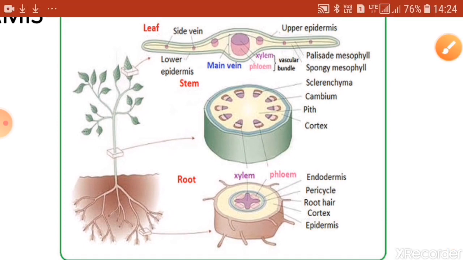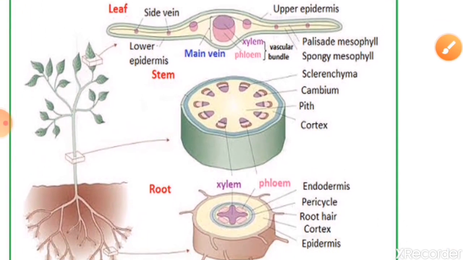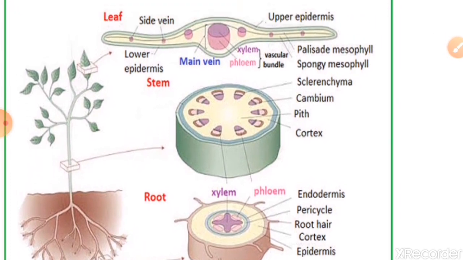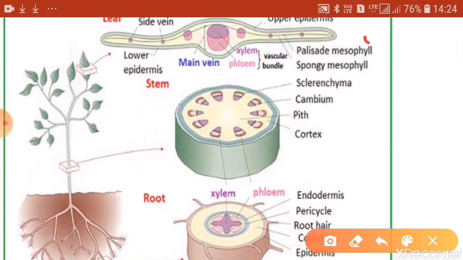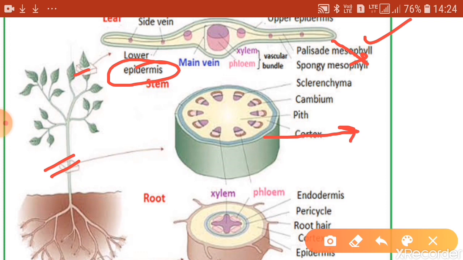This is a diagram representing the cross section of all the three regions of the plant. Here, as you can see, this is a cross section. If a leaf is cut and seen, you will find the other parts that are interior, but the outermost layer of the leaf, whether upper surface or lower surface, has a covering of epidermis. Similarly, if a cross section of the stem is taken, the stem also has an outermost covering of epidermis.